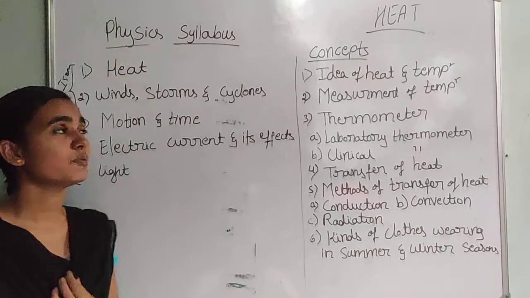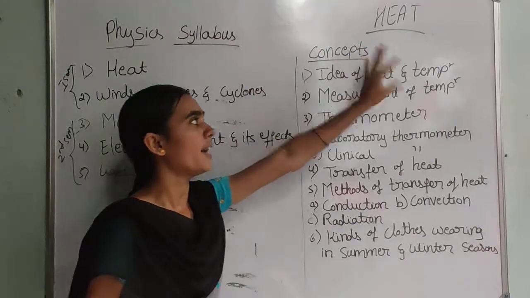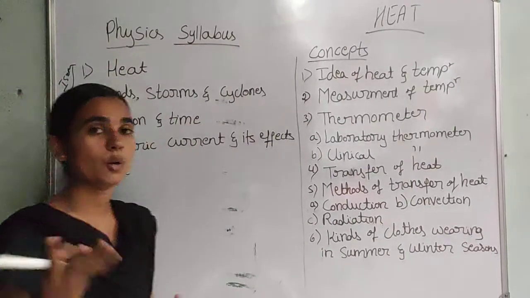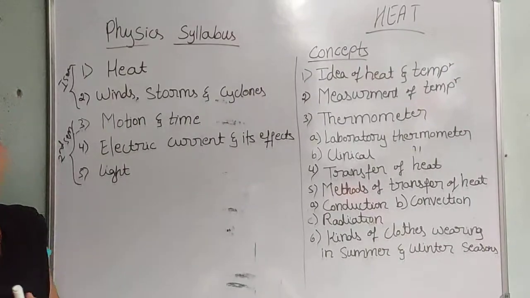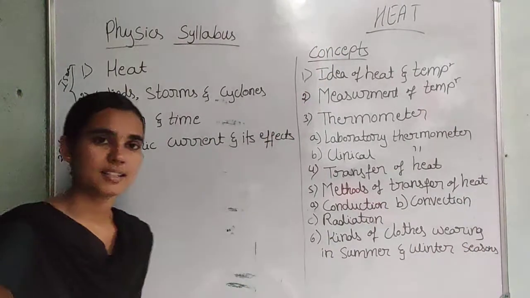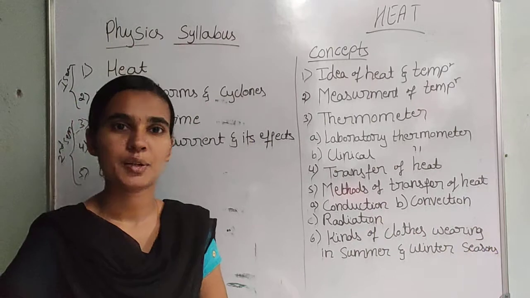In the next class we are going to start with our first concept, the idea of heat and temperature. What you have to do first is write down the physics syllabus on the first page of your physics notes, and next write the name of the chapter and write these 6 concepts. Is it clear? Okay, thank you to all.